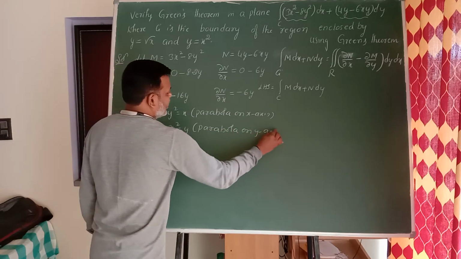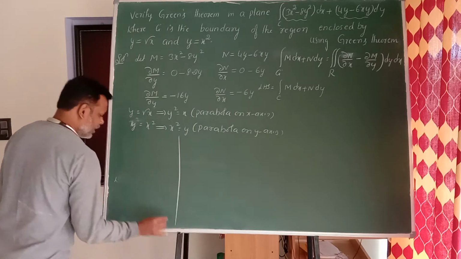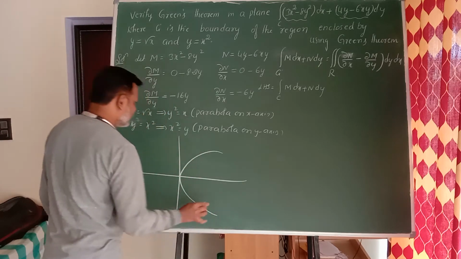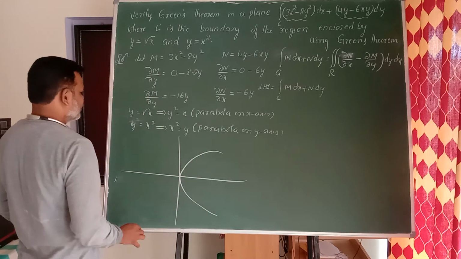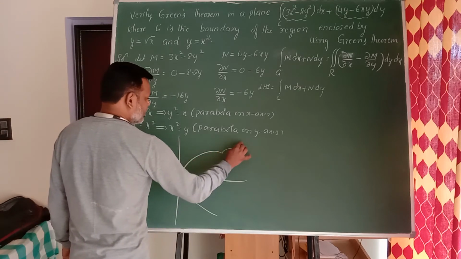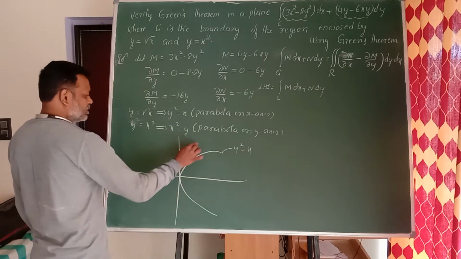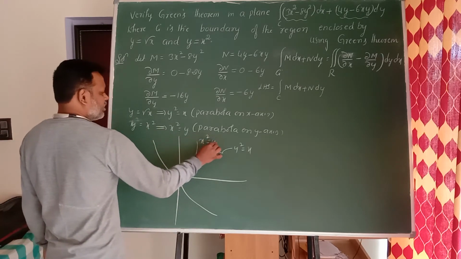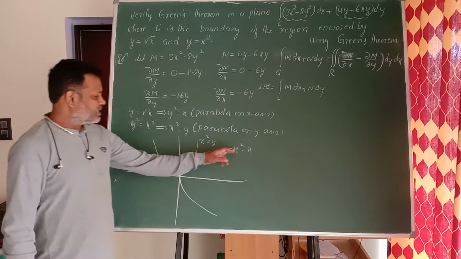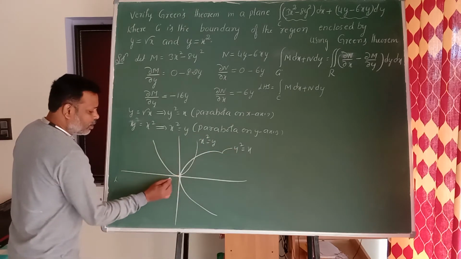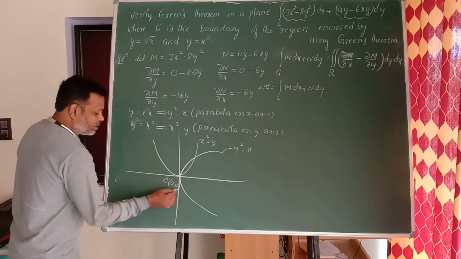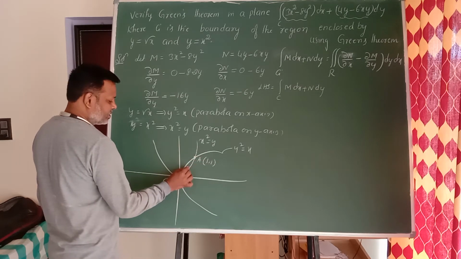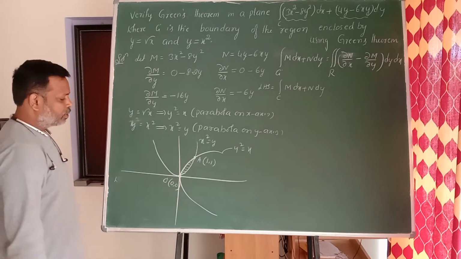Now let us draw the figure to understand it in a better way. This is the curve y square is equal to x. Another one is x square is equal to y. Here x square is equal to y is the upper curve, y square is equal to x is the lower curve. This is O, the origin, the point of intersection (0, 0). This other point is A, that is 1, 1, the point of intersection. This is the region where we are going to find this.